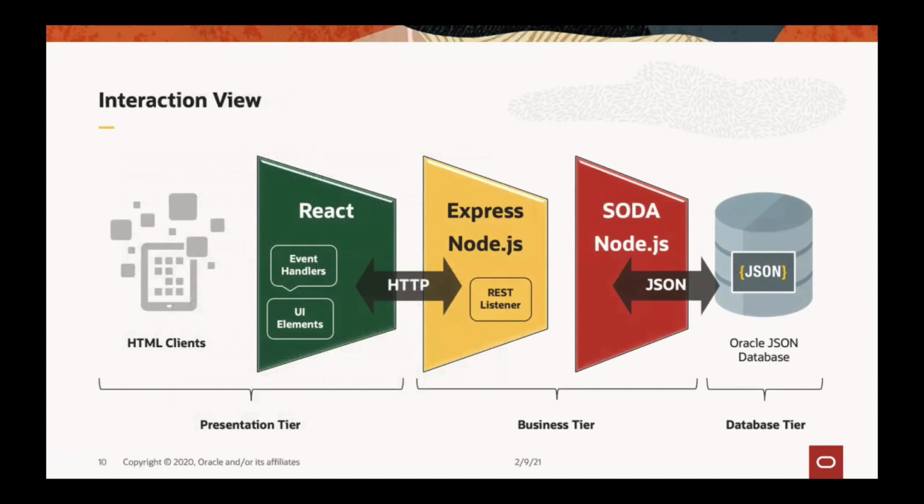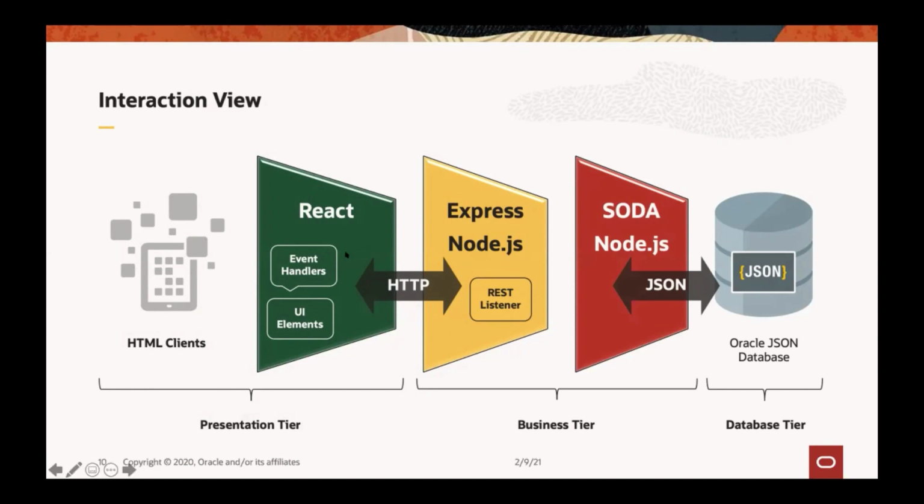So here is the interaction view. Where do Express, React, and Node and Soda fit when I architect a system? So I have my database running here in the database tier. I'll be using Soda Node.js for accessing the database. It also lets you manage connections to the Oracle database. And JSON is primarily the interchange format. I use Soda to query the database or to update the database.